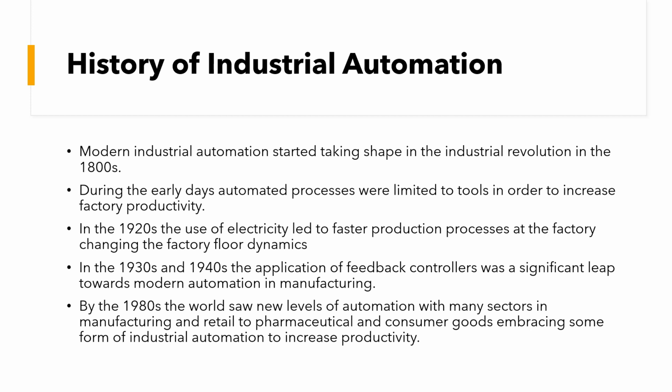History of industrial automation. Modern industrial automation started taking shape in the Industrial Revolution in the 1800s. During the early days, automated processes were limited to tools in order to increase factory productivity. In the 1920s, the use of electricity led to faster production processes at the factory, changing the factory floor dynamics. In the 1930s and 1940s, the application of feedback controllers was a significant leap towards modern automation in manufacturing.